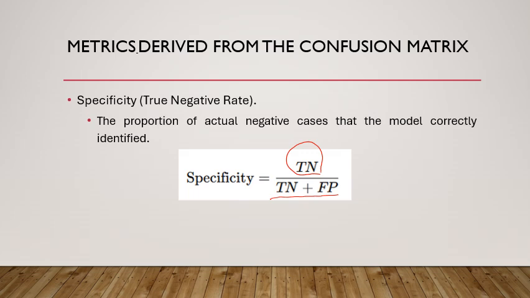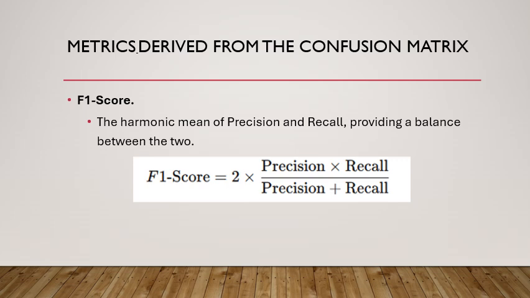And lastly, we have the so-called F1 score. It is the harmonic mean of precision and recall, providing a balance between the two. So our formula would be F1 score is equal to 2 times the product of precision times recall divided by the sum of precision plus recall.